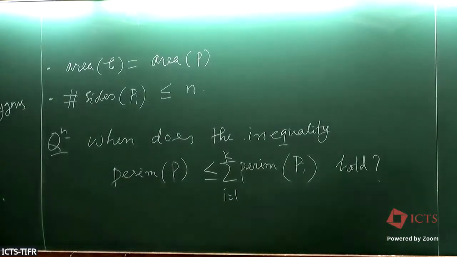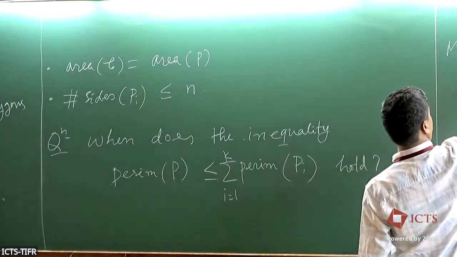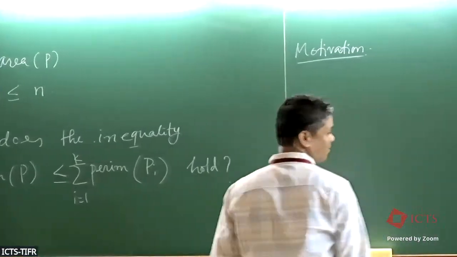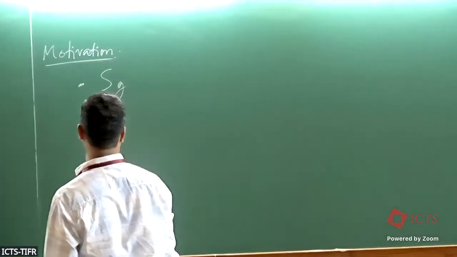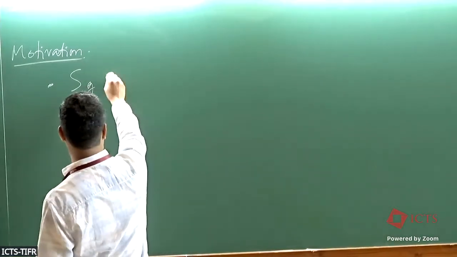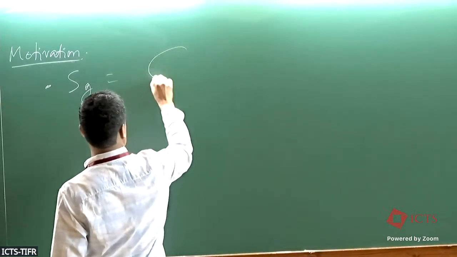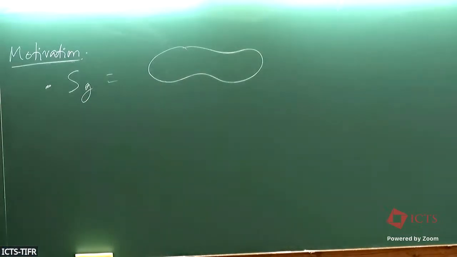So its motivation. Let S_g denote the closed and oriented topological surface of genus g. Yeah, for all i equal to 1 and so on up to k.